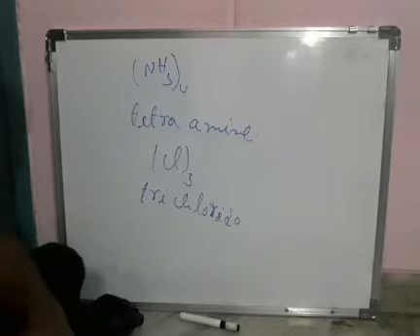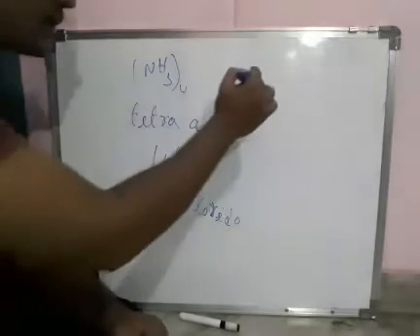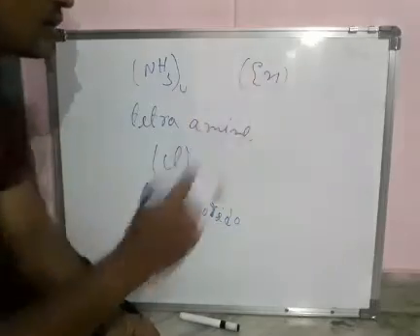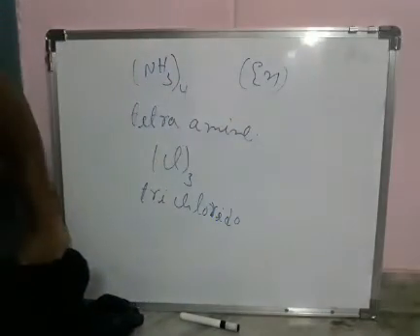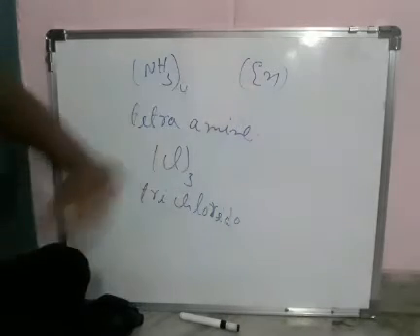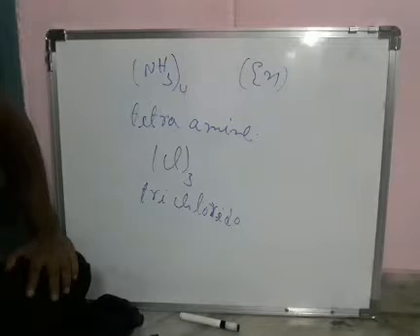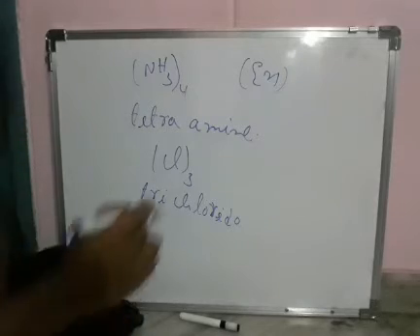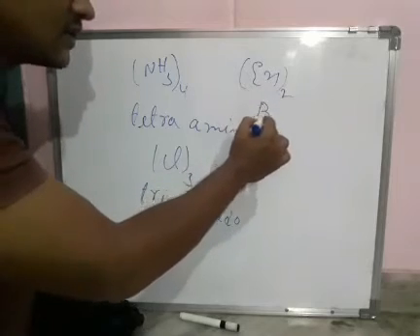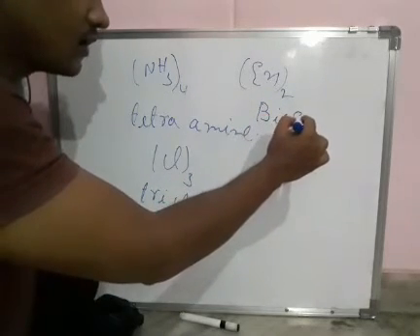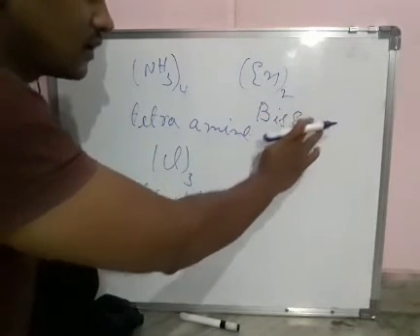Some exception cases are there. For example, if you take En, En is nothing but ethylene diamine. So di already exists in the ligand, so to avoid that confusion we have to write bis. If you take En twice, then it is bis(ethylene diamine).